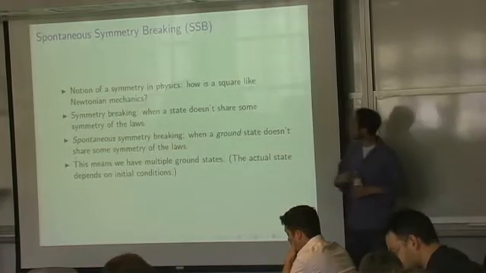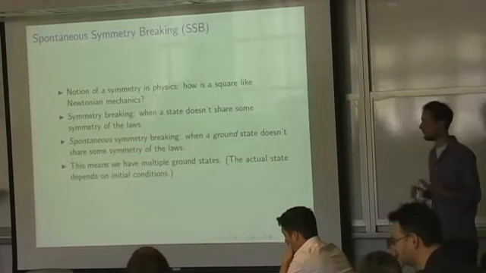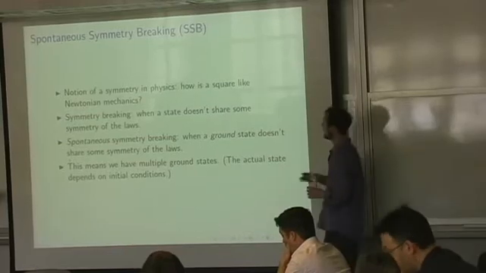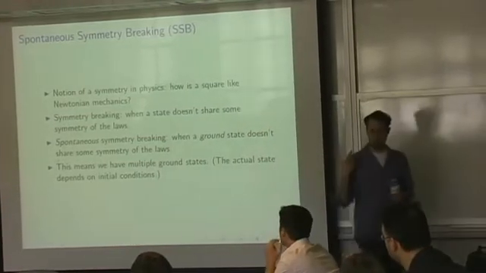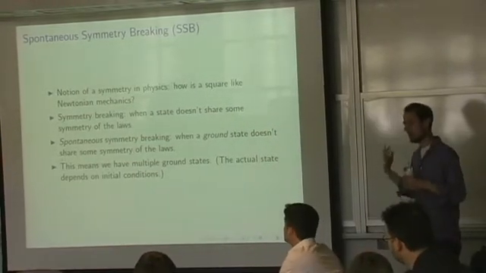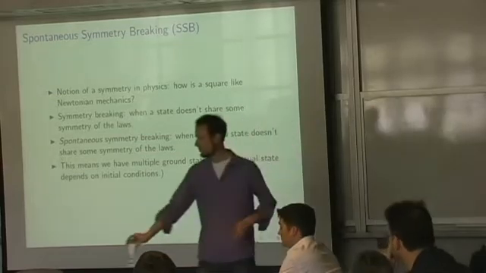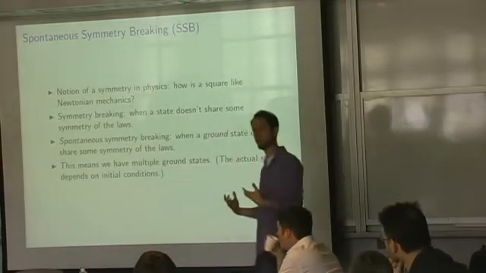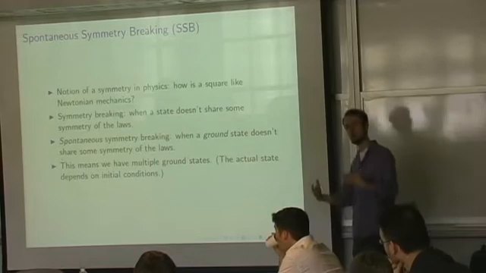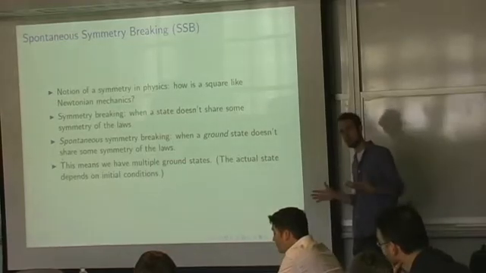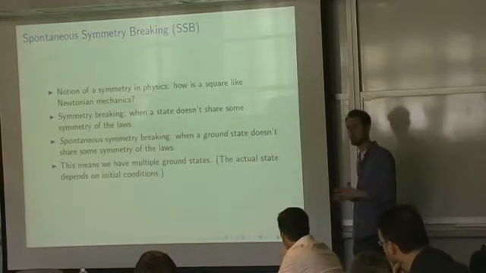So, spontaneous symmetry breaking. This is where the whole thing starts. The notion of a symmetry in physics, right? Here's a property that a geometric square with 4 indistinguishable points has in common with Newtonian physics. If you perform a 90-degree rotation on it, it doesn't change the square. You have a qualitatively identical square.